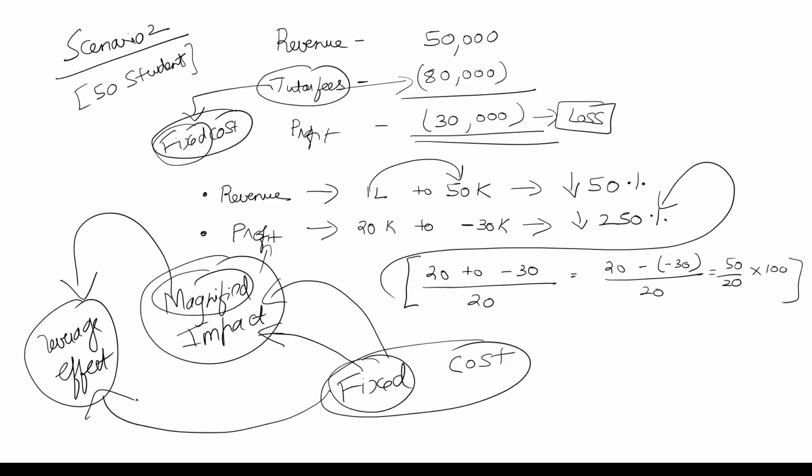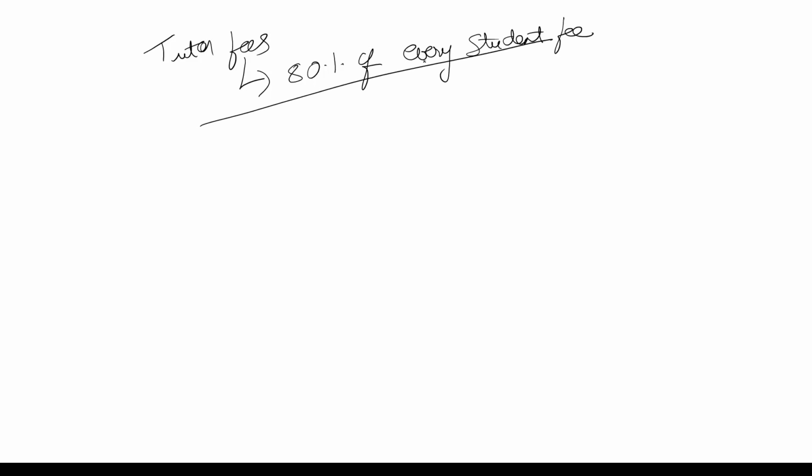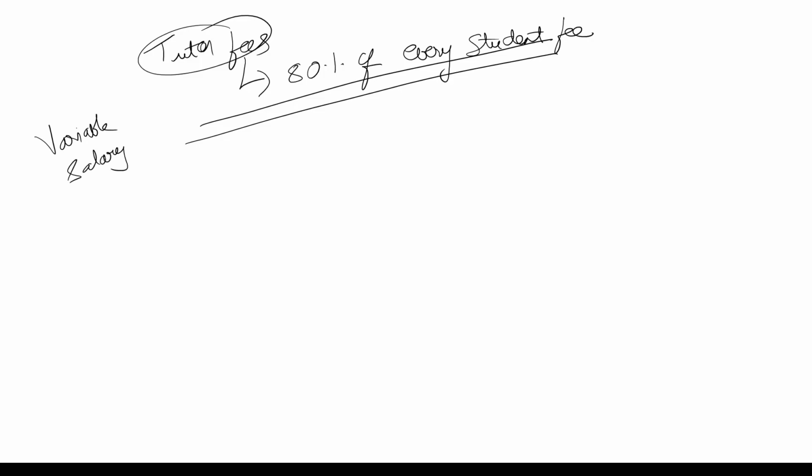which is the leverage effect. In the same example, had the tutor's fee not been a fixed salary, let's say instead of 80,000 rupees per year, the tutor fees was negotiated as 80% of every student fee. Let's say this was the arrangement. Instead of a fixed salary, I'll call this a variable salary because the tutor's salary now depends on the student enrollment.